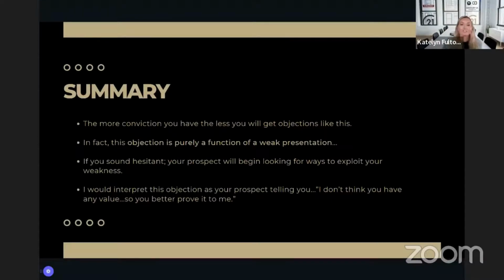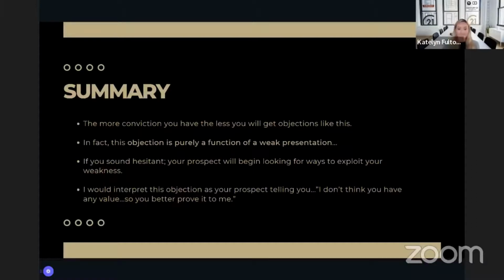So the more conviction, like we just said, the more conviction you have, the less likely you're going to get objections like this. If you're confident, you know all the answers to all of their objections because you practiced them, did a good presentation, they couldn't ask you too much, or they did have questions, but the more conviction you have, the better. Objection is purely a function of a weak presentation. So again, if they do have too many objections, it's because you didn't answer those questions up front.